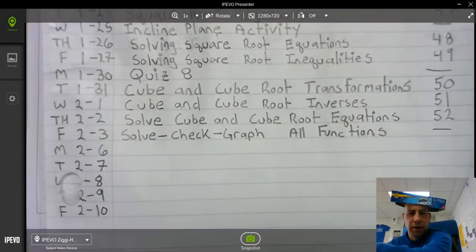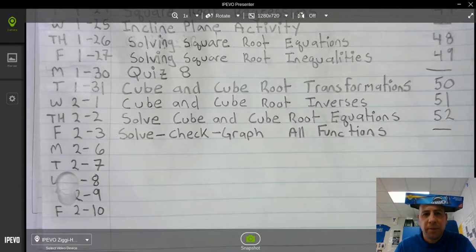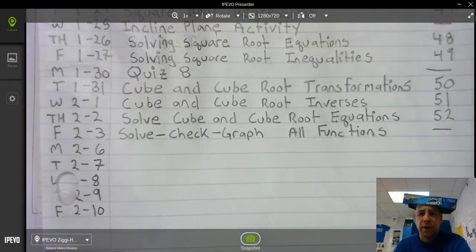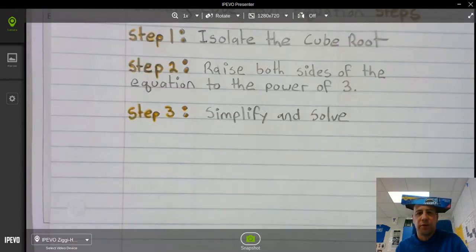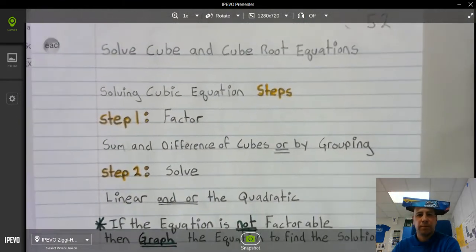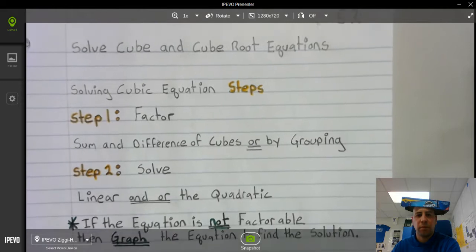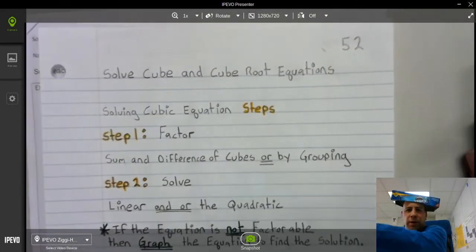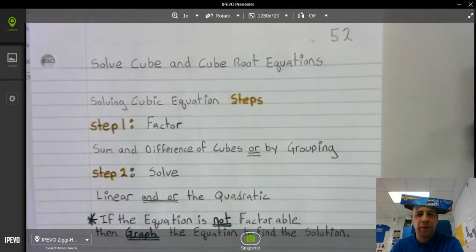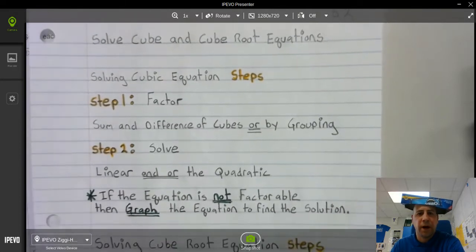Today we are looking at Thursday, February 2nd, and we're going to solve cube and cube root equations. So if you would, pause the video and update your table of contents. All right, I assume your table of contents are updated, so let's take a look at our notes. It's on page 52.